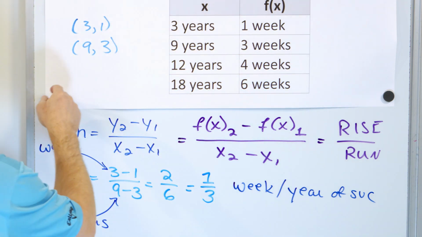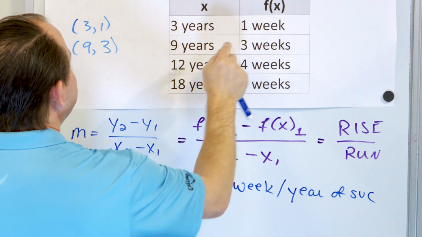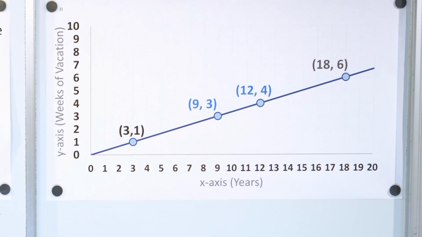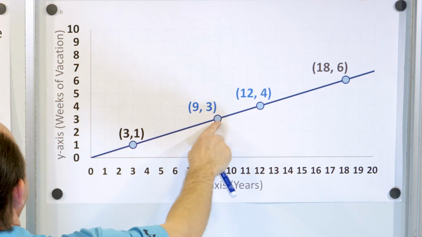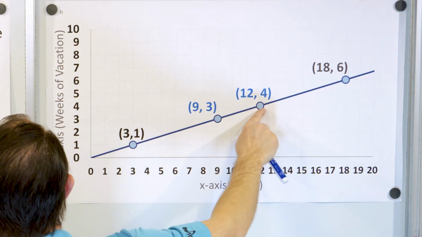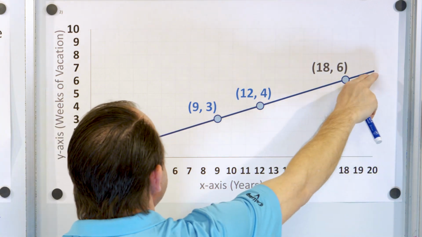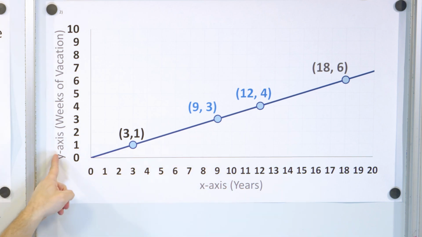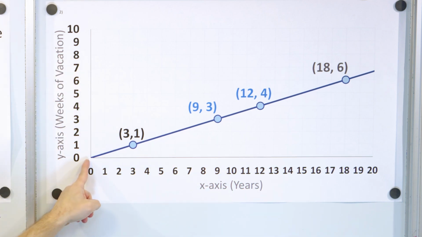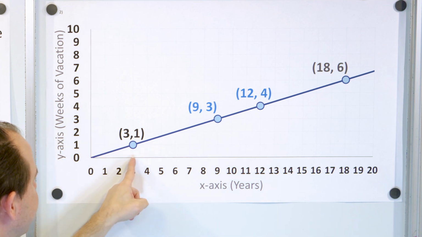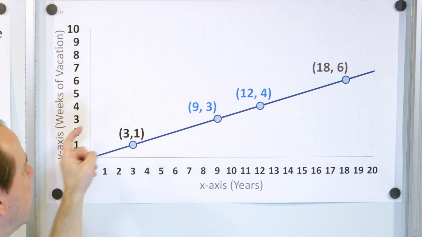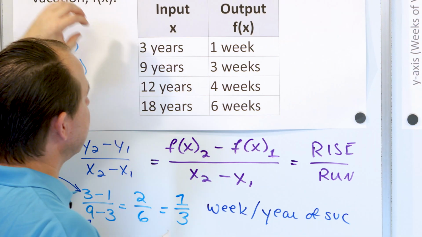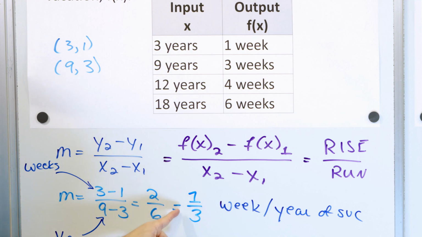If we plot this, we can see the numbers 3, 1, 9, 3, 12, 4, and 18, 6. And you can see it forms a nice straight line. If you don't work any years at the company, you, of course, don't get any vacation. And then, of course, as you go for the number of years of service, it tells you how many vacation weeks you're going to get. And the slope of this line, we just calculated to be 1/3 rise over run.